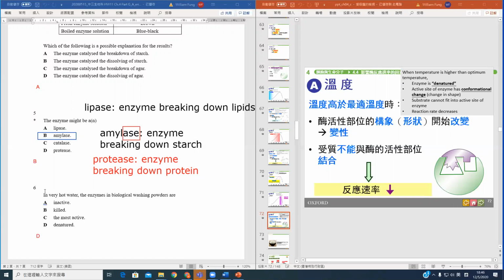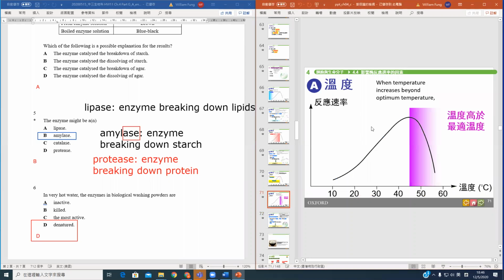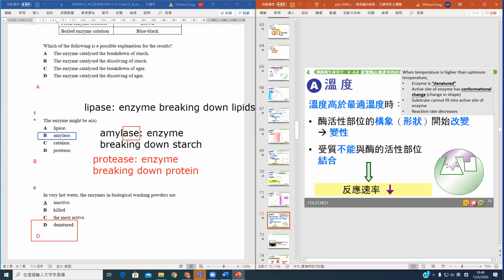Question 6, in very hot water, high temperature, so the enzyme is denatured. You see that when temperature increases further beyond the optimum temperature, enzyme is denatured. So no question about this, 6D.